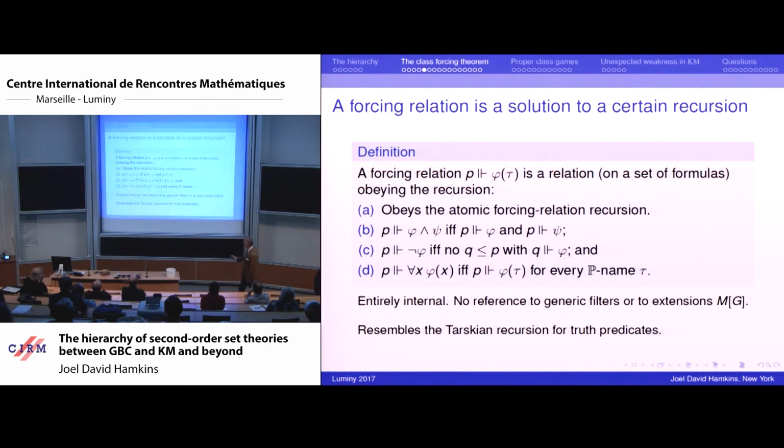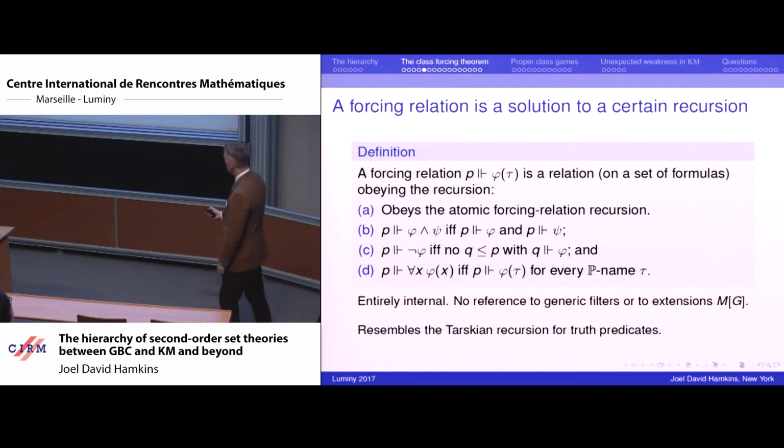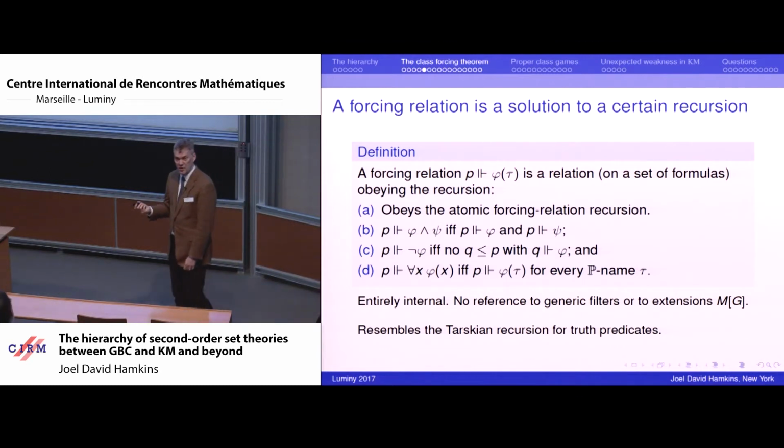Okay, so the point is that to have a forcing relation is to have a solution of the forcing relation recursion, and that's entirely internal, and it can be defined without any reference to generic filters or forcing extensions at all. It's something like the definition of a truth predicate, if you know the Tarski recursion in a similar way.